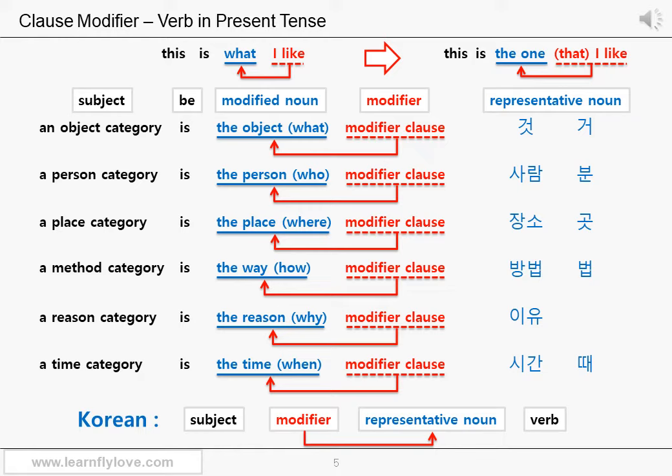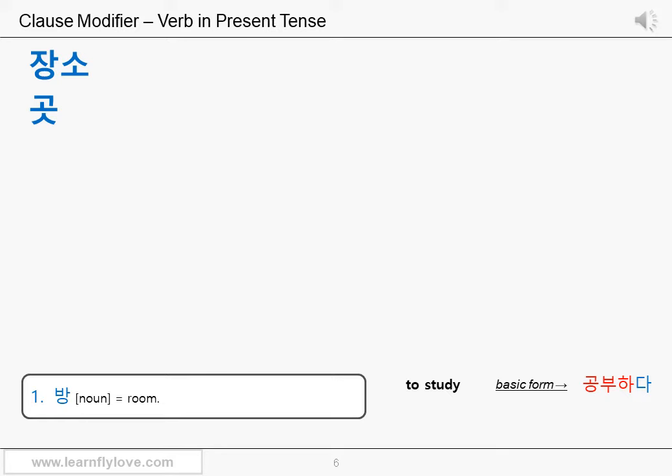Remember that things we've seen in this page are not fixed rules. You can use any noun as a modified noun, but if you learn this, it will help you make these kind of sentences a little bit easier. This room is the place where I study or in which I study.